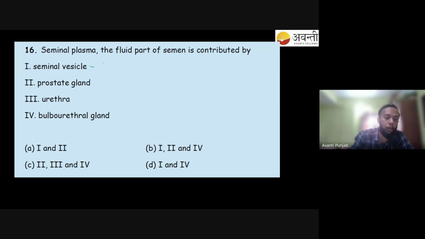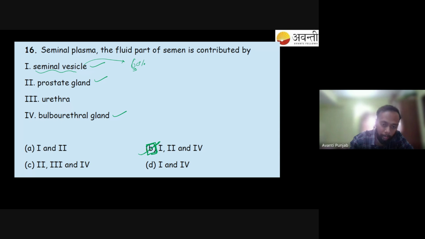So seminal vesicle, prostata gland, and your bulbourethral gland. These 3 are the one which will play a role in my seminal plasma formation. अच्छा, इन तीनों में से कौन होता है जिसका जो सबसे ज्यादा secretion करेगा? Among these 3, किसका secretion सबसे ज्यादा आता है? Anyone? It is going to be your seminal vesicles. यहाँ से आपका आता है around 60% secretion. आते भी आपको यहाँ पे ऐड रखनी है.